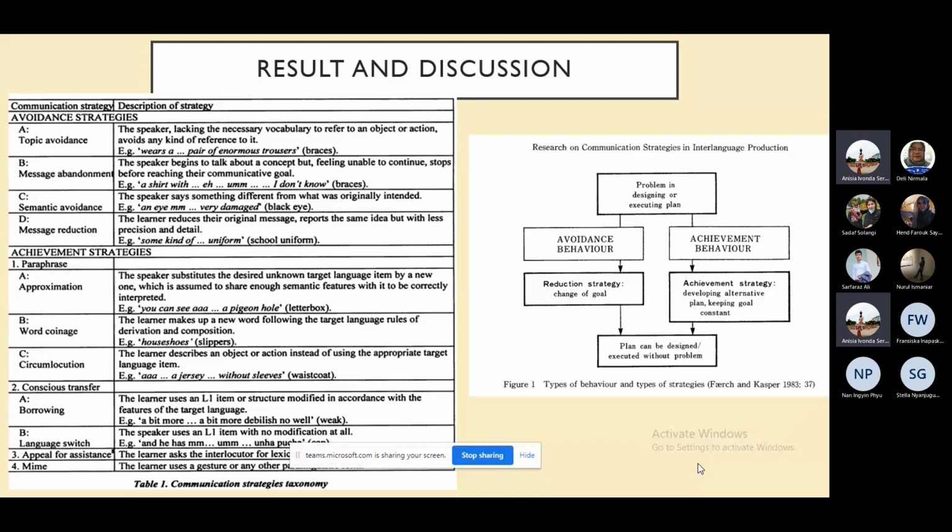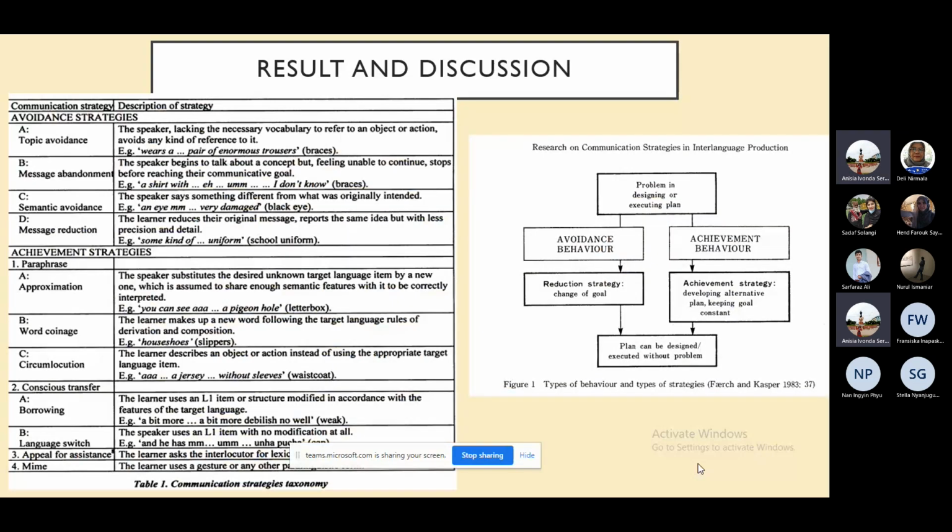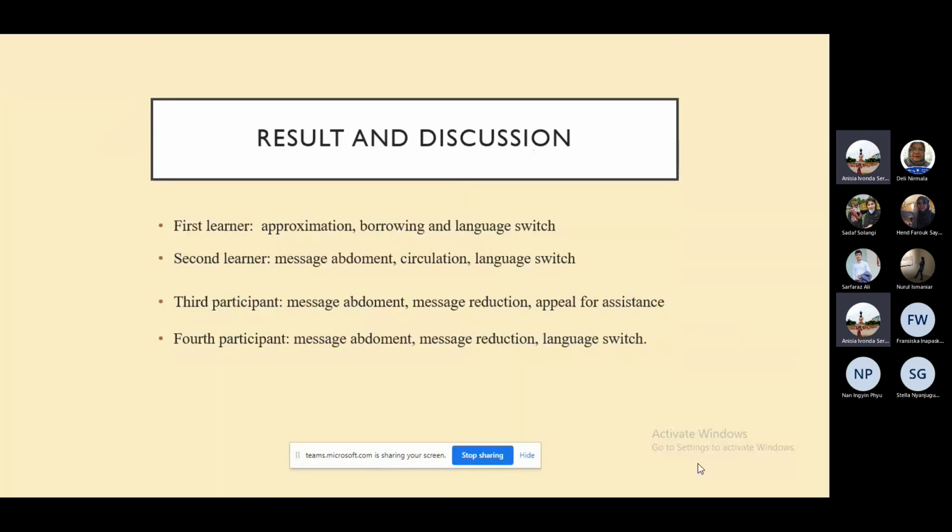And this is the guideline that I use to analyze my learners' utterances. Based on these guidelines, I found this. First, learner one: the communication strategies she used are approximation, borrowing, and language switch. Second, learner two: message abandonment, circumlocution, and language switch. Third, participant three: message abandonment, message reduction, and appeal for assistance. For participant four: message abandonment, message reduction, and language switch.